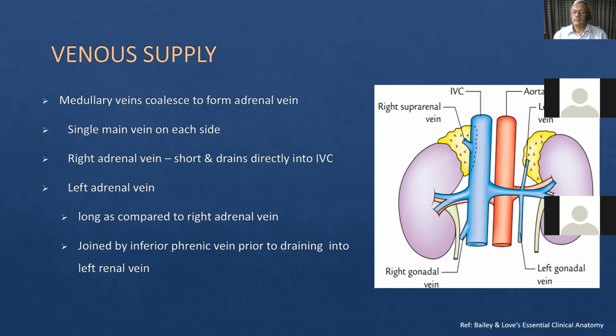Medullary veins coalesce to form the adrenal vein, and a single main vein is present on each side. The right adrenal vein is shorter in course, and it directly opens into the inferior vena cava. The left adrenal vein is longer in course when compared to the right adrenal vein, and it joins with the inferior phrenic vein and directly opens into the left renal vein.